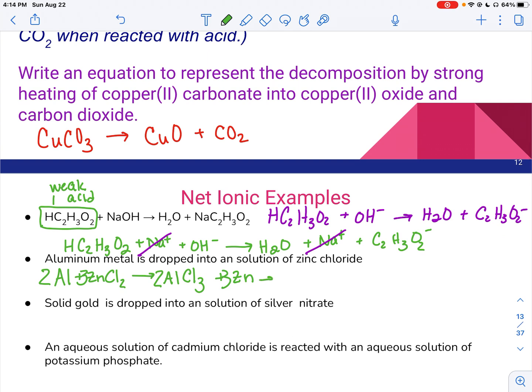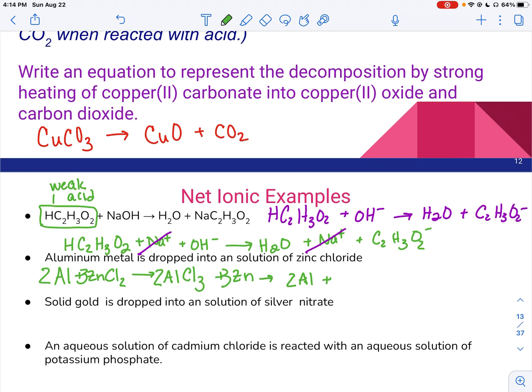So I'm going to keep Al, and then I'm going to break up zinc chloride. For zinc chloride, the 3 goes to both of the elements. So we have 3Zn, and remember the charge is 2+. And then for Cl, we have 3 times 2. So you do the coefficient times the subscript, just like you would for balancing. So we're going to have 6Cl-.